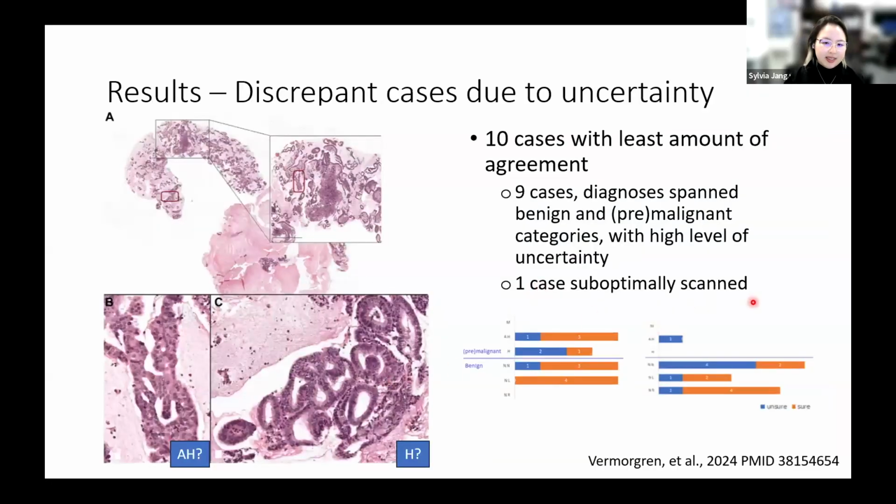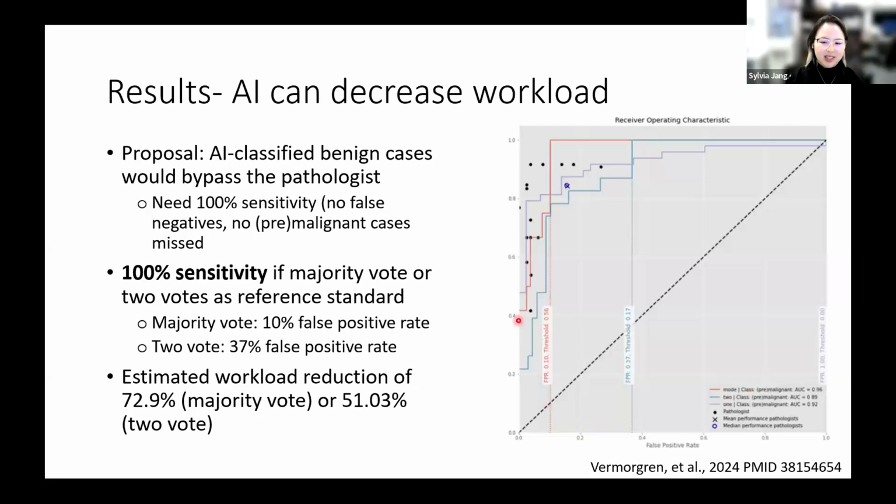So they did look at 10 cases with the most disagreement, or the least agreement. And one case they felt was suboptimally scanned, but the other 9 cases had a really wide range of diagnoses, and it was associated with uncertainty. And so when the 15 pathologists looked at each case, they also denoted how certain they felt about that diagnosis. For one case, you can see here, blue represents uncertain, that there is definitely some uncertainty here, and that the diagnoses range from normal to hyperplasia with atypia. And this case here also has a lot of uncertainty. So that kind of confirms that making these endometrial diagnoses can be very difficult and there is substantial variability.